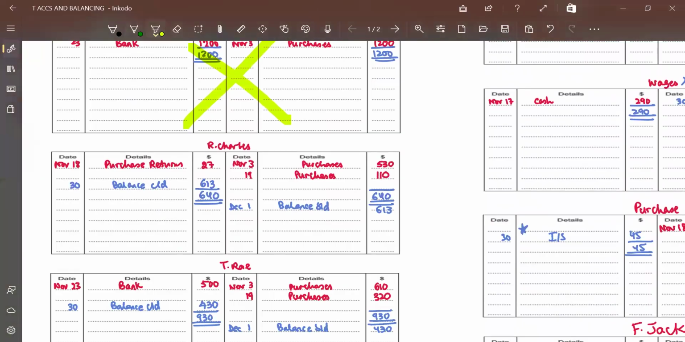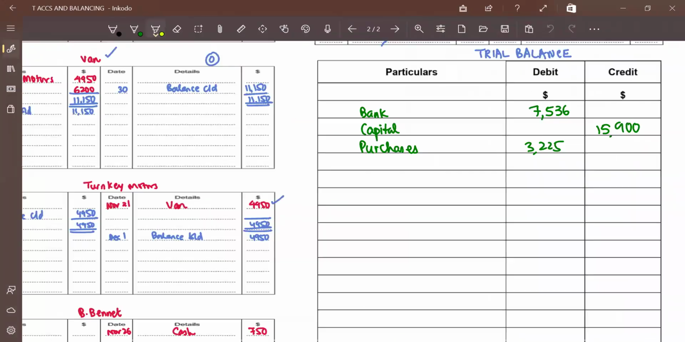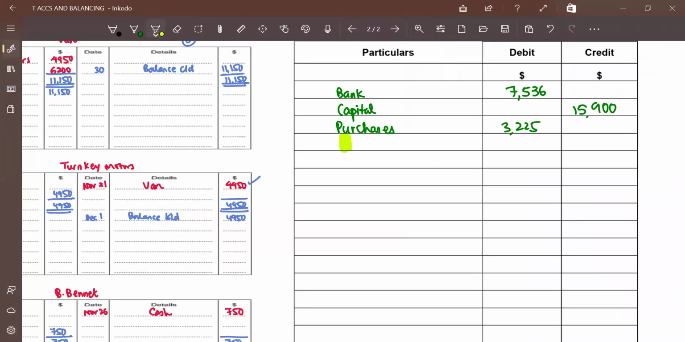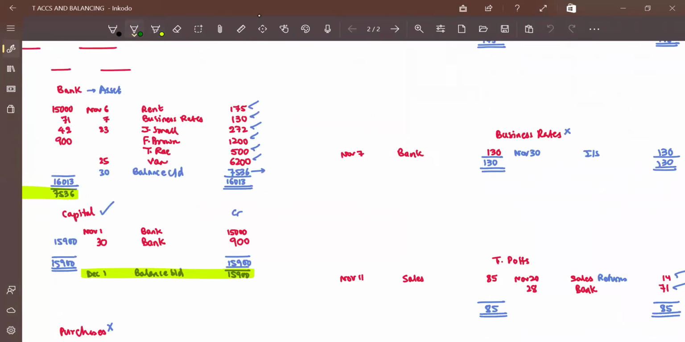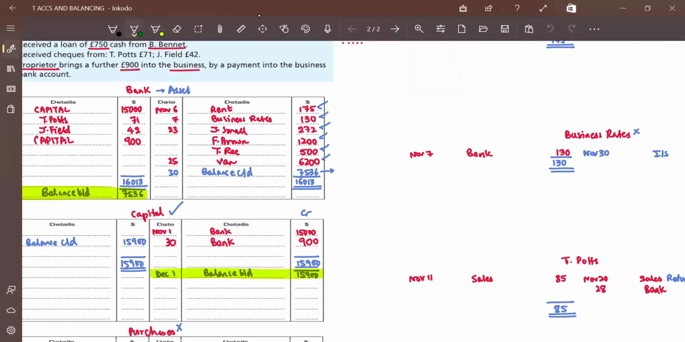However, for R Charles, you owe him $613. You go to your trial balance, write down R Charles, $613 on the credit side. 613. Okay, next move on to another T account.